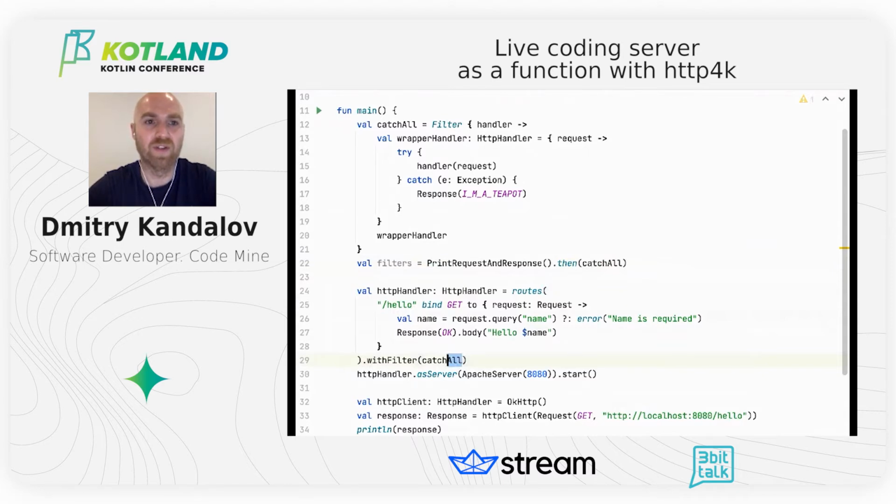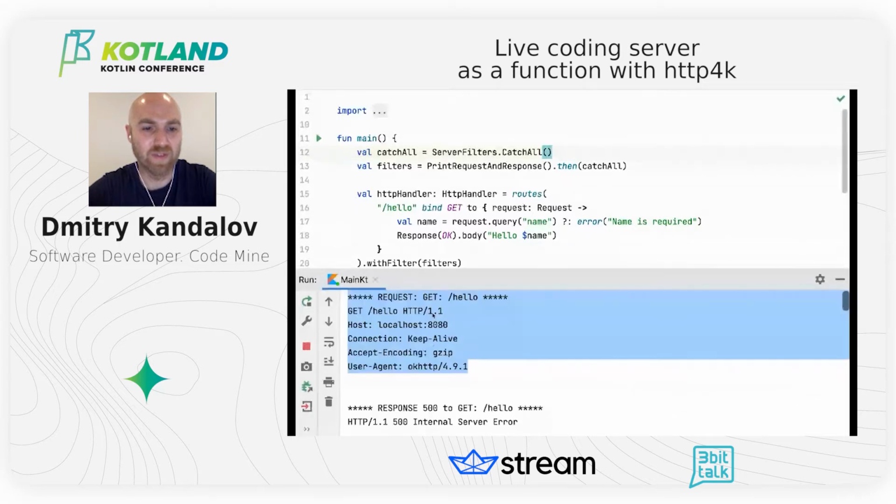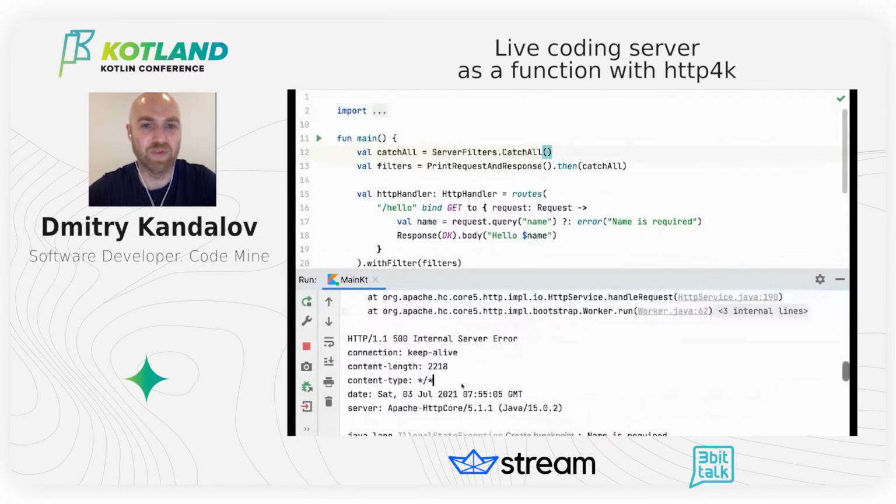And also catch-all, there are some built-in filters. So we can go and say server filters, and there is a catch-all filter, which probably is a bit better way of writing the same thing. So we will see the stack trace again now, but we also see these outputs from the debugging filter. So that was our get request, and that was our response. And then there will be the response once again, which we are printing on the console.